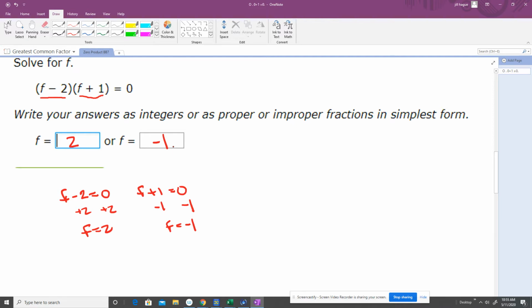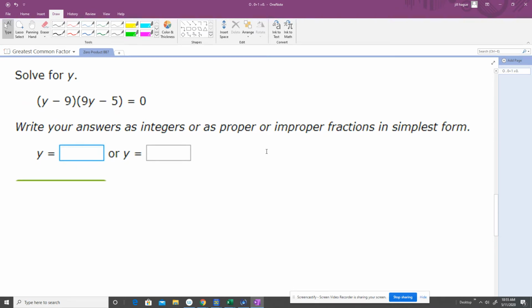Okay, so that's the zero product property, right? It says that if I know my answer is equal to 0, then either this has to be equal to 0 or this has to be equal to 0. Those are my two possible answers. Okay, let's look at one that might be a little trickier.